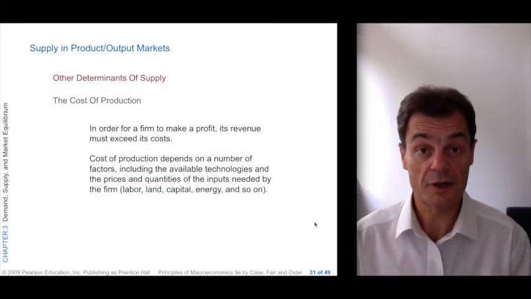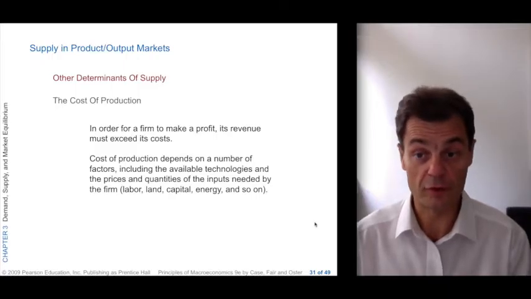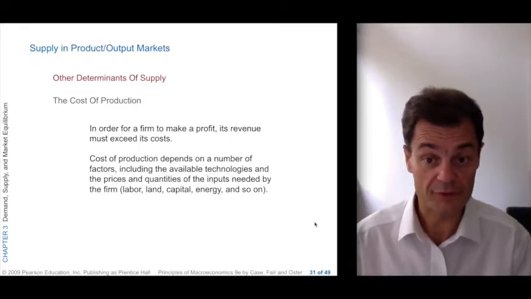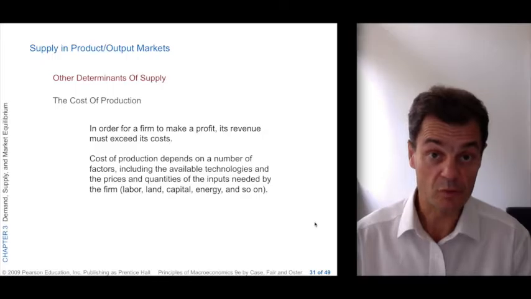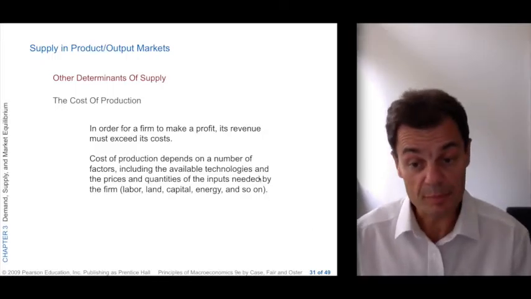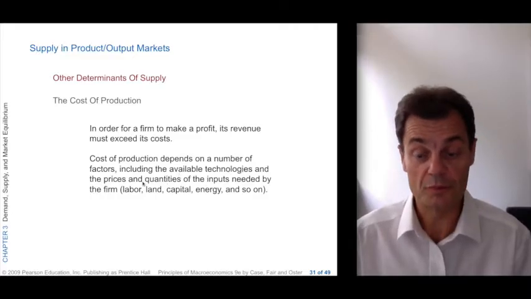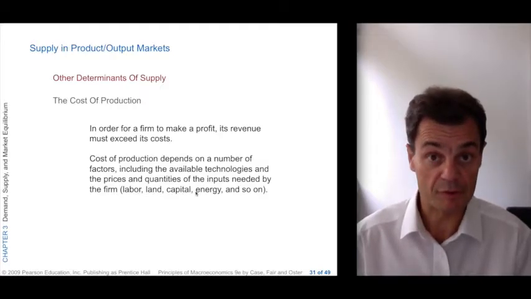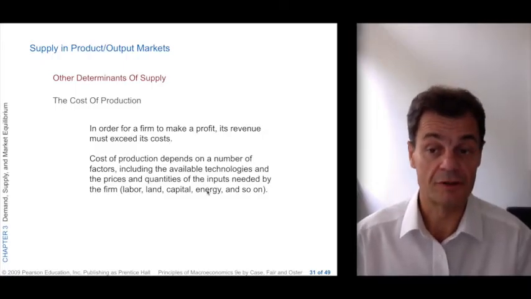There are, of course, other determinants to the law of supply, just like there were for the law of demand. The cost of production. In order for a firm to make a profit, its revenue must exceed the cost. So the cost of production will have to be controlled, and it depends on a number of factors, like technologies and the price and quantities of the input needed by the firm, like the labor, the land, the capital, the energy, the raw material necessary for the production, and so on and so on.